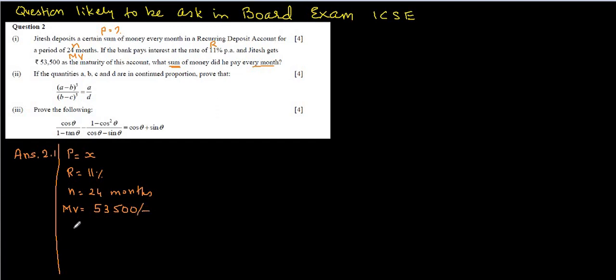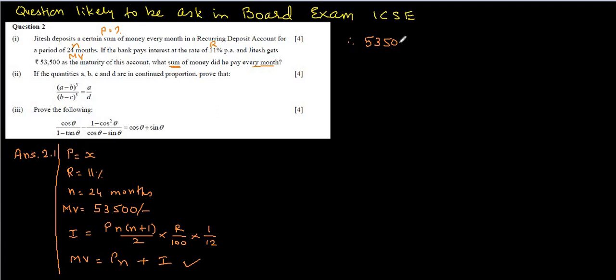And the maturity value we have obtained, that is he is obtaining after 2 years, is 53,500 rupees. The interest formula is given like this: P n times (n plus 1) upon 2 multiplied by R upon 100 multiplied by 1 upon 12. Maturity value formula is Pn plus I. We are going to use this formula straight away, because we can replace it here. So the maturity value: 53,500 is equal to Pn, P is given as X, into 24 plus I.